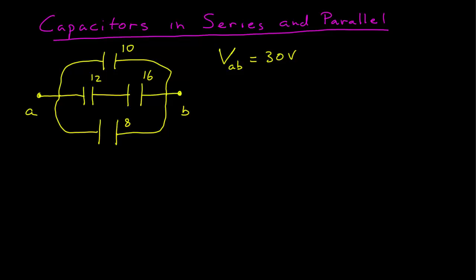I want to do an example with capacitors in series and parallel. Here I have a system of 4 capacitors. I want to know what the equivalent capacitance is between A and B. And if I have a potential difference across A and B of 30 volts, I want to find the potential drop across the individual capacitors, as well as the charge being stored in the system and on the individual capacitors themselves.